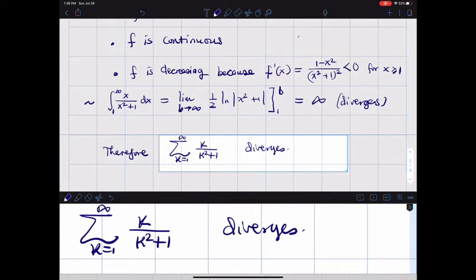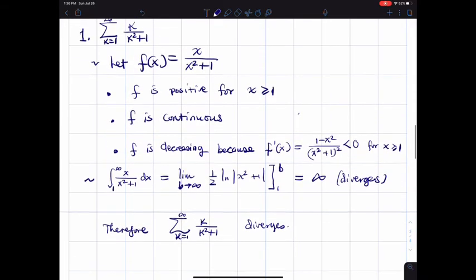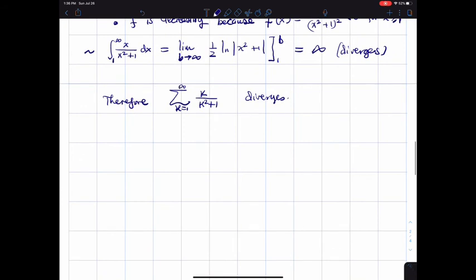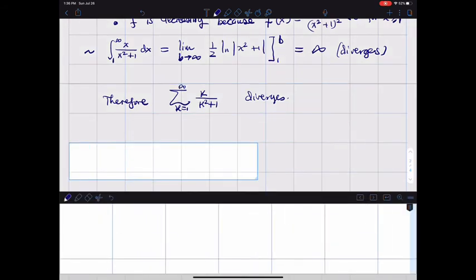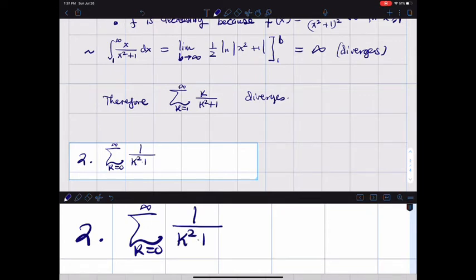Now, let's try another one. So let's try the sum from k equals 0 to infinity of 1 over k squared plus 4.